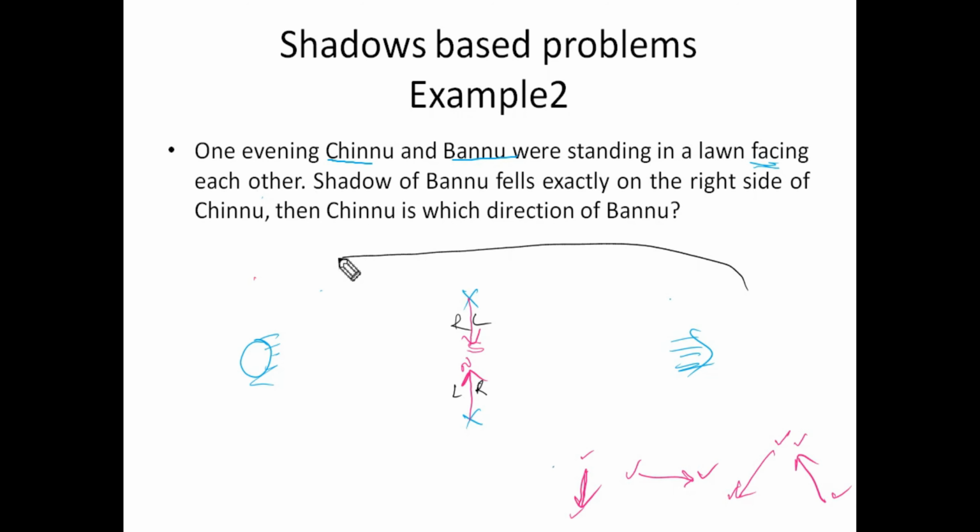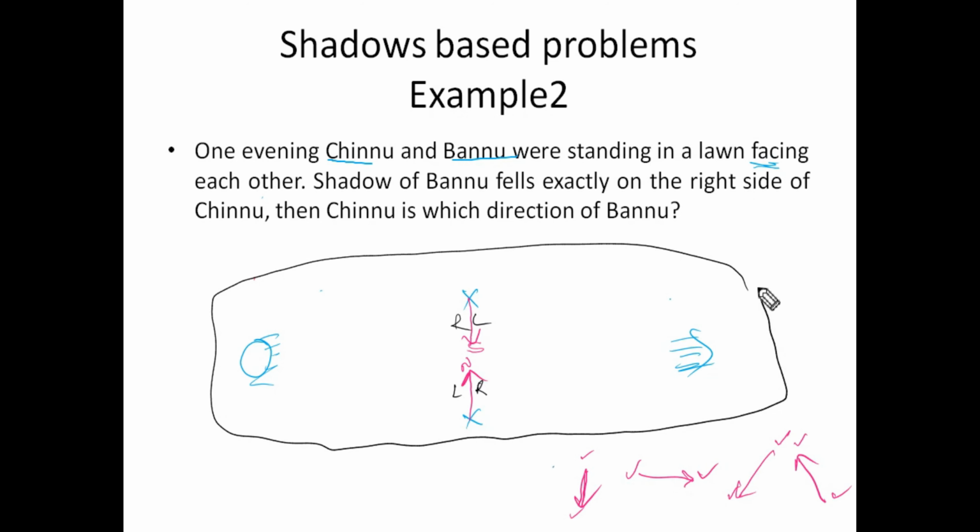Now the diagram is ready. This is the sun, these are the persons, and this is the shadow. Both persons are facing each other. This person is facing north, with right side and left side, and this person is facing south, with right side and left side. Now read the question. Whose shadow is this? Both their shadows are in the same direction. So for this example, I am considering it as Bannu's shadow. Bannu's shadow fell exactly on the right side of Chinnu.